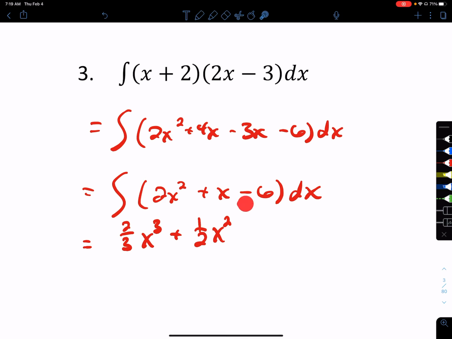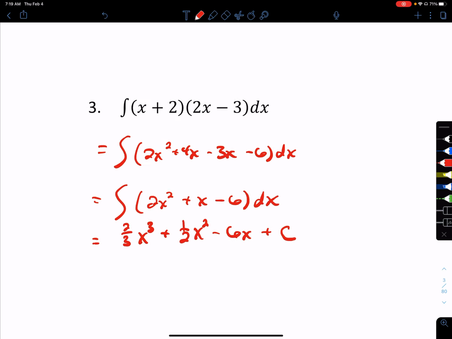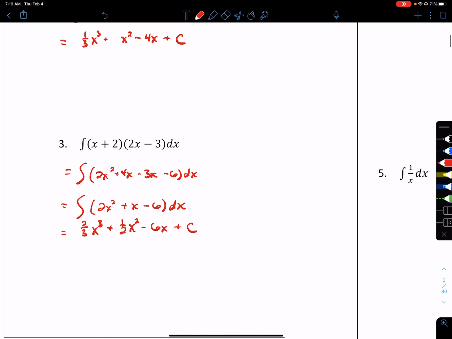Multiply by the reciprocal of 2, which is 1/2, so I get 1/2 x squared. And then this minus 6, which is the constant, that had to come from a linear function, so that would have to come from a negative 6x. And then I add to this my arbitrary constant, which there's no way for me to know what that is.